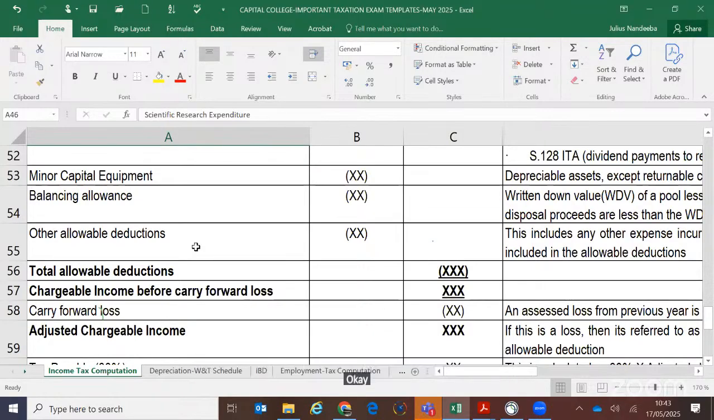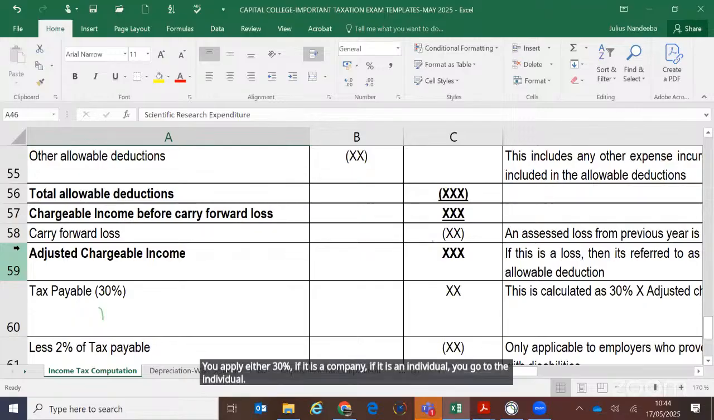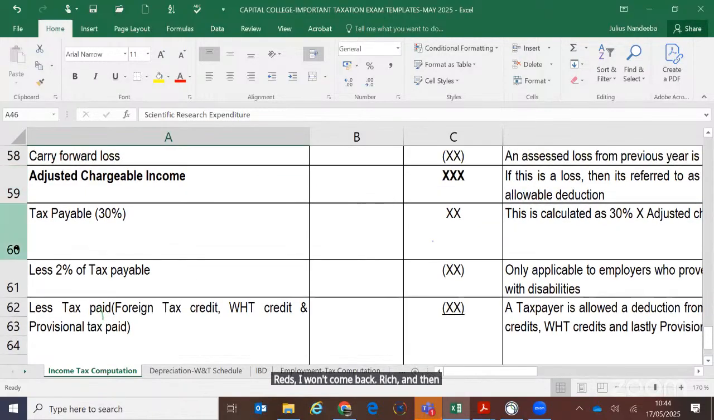Okay. Finally, you have your totals, and then you get the profit or loss before tax. You add back non-allowables, you subtract allowables, and you have chargeable income. After chargeable income, the other free mark is a carry forward loss. After the carry forward loss, you get your adjusted chargeable income. You apply either 30% if it is a company. If it is an individual, you go to the individual rates. I'm going to come back. Rates, and then you get your tax payable.